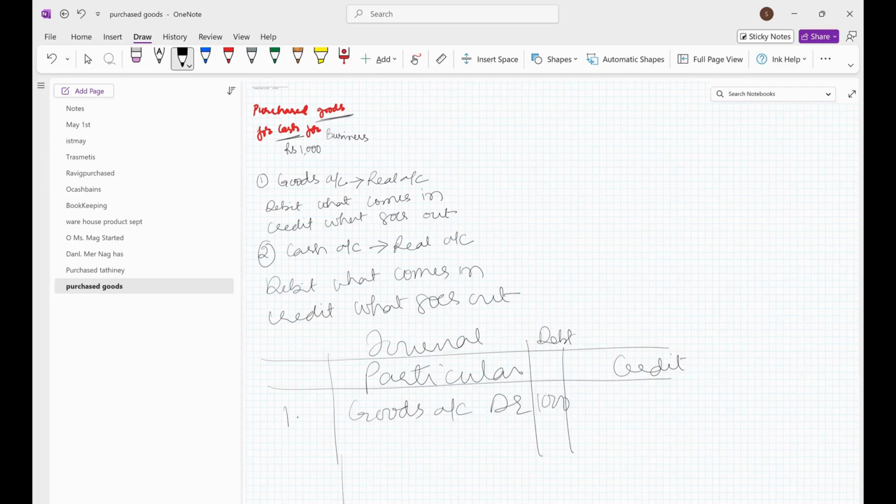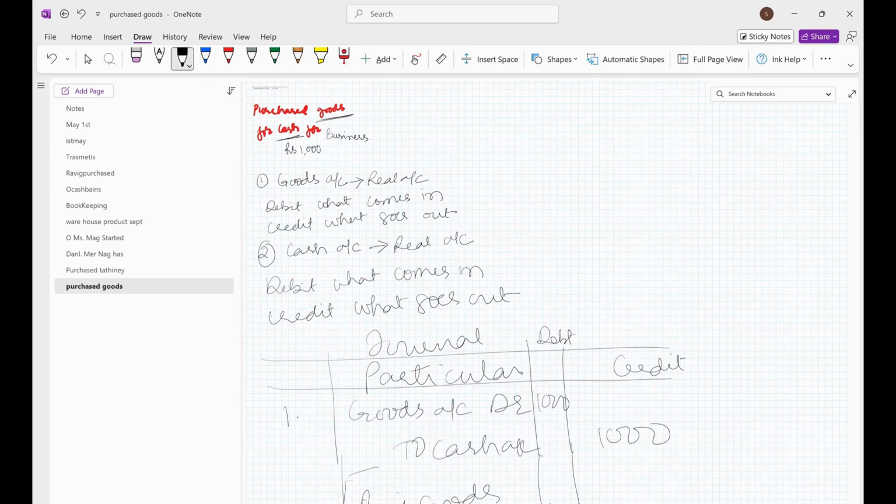When you are purchasing goods, what is happening to the cash? Cash is going out of the business. So, to cash account 1,000. And how will you write the narration? Being goods purchased for business for cash. Okay, this is the entry you are writing. If you don't know how to write the narration, just copy this: purchased goods for cash for business, 1,000 rupees.